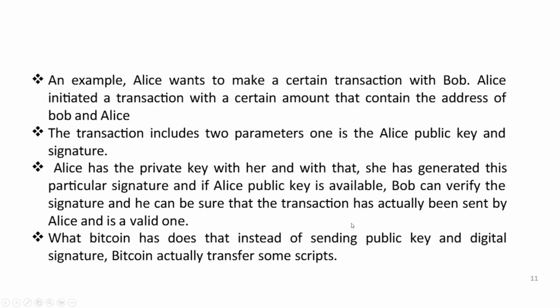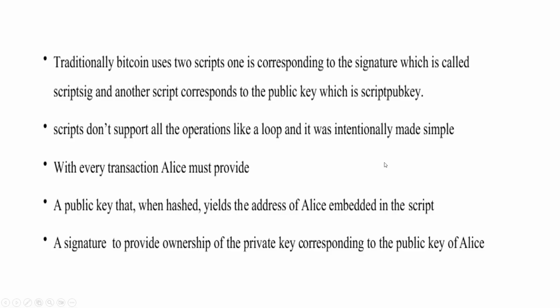What Bitcoin has done is, instead of sending the public key and the digital signature, it sends some scripts, like some commands, and it says you validate. So Bitcoin uses two scripts. One corresponds to the signature. We'll call it the script signature. Another one corresponds to the public key, the script public key. That's all, only two. These scripts don't support all operations, like a loop.